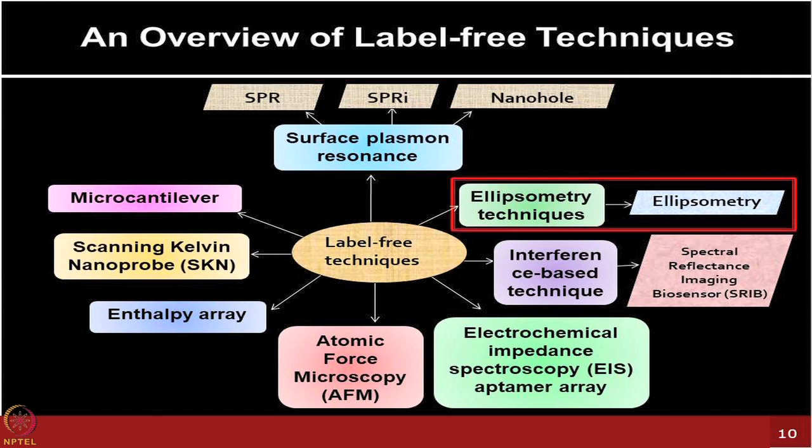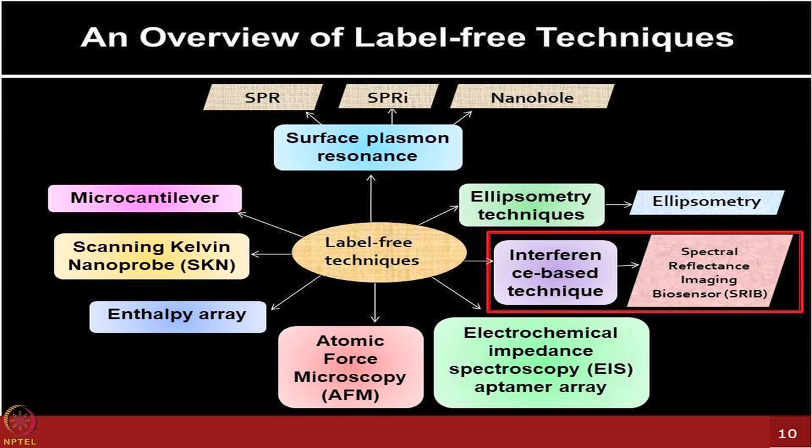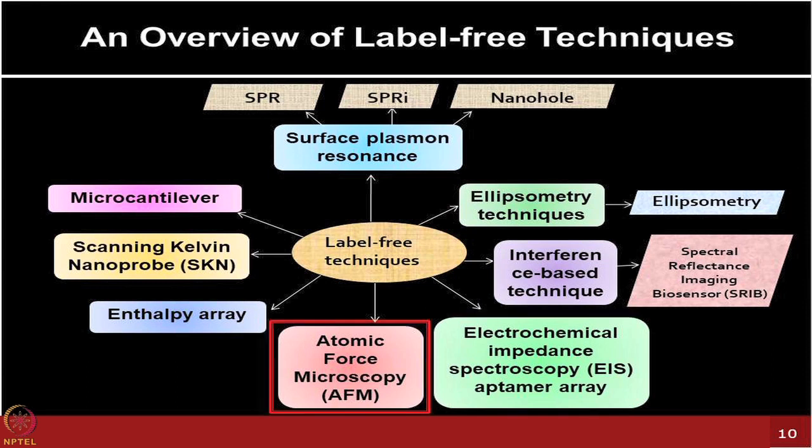Then there are many platforms which are emerging based on ellipsometry. We have interference-based methods. We have electrochemical impedance spectroscopy, atomic force microscopy, enthalpy arrays, scanning Kelvin nanoprobes, micro cantilevers. So I'm sure you appreciate that there are many technologies which are under development right now. They're all looking at different types of physical principles which could be used for looking at biomolecular interactions in a label-free manner. So while we cannot talk about everything right now, at least some of them I will talk about. I'll give you some examples of those.